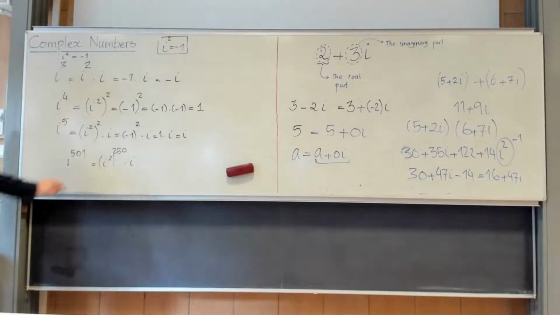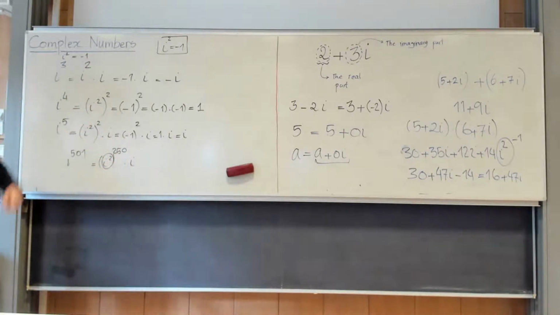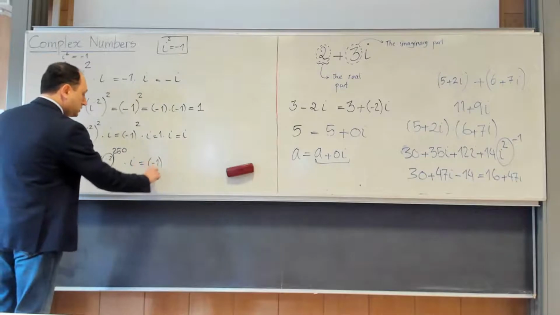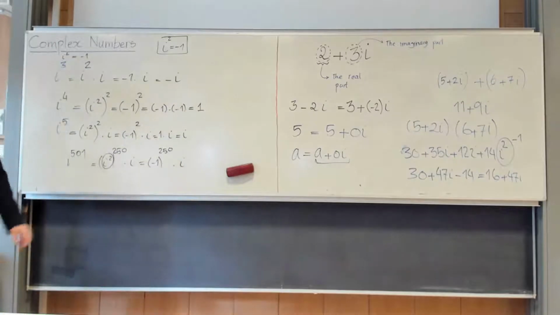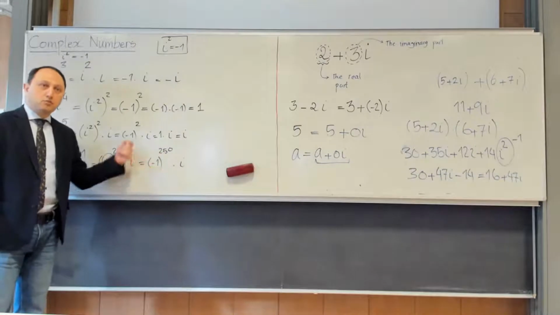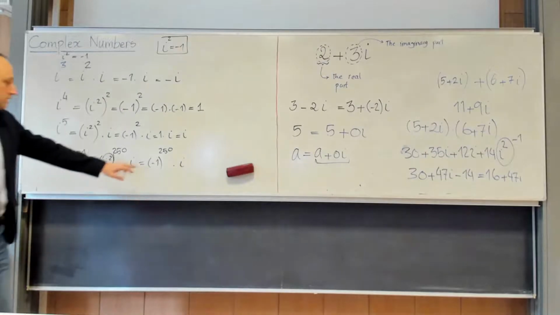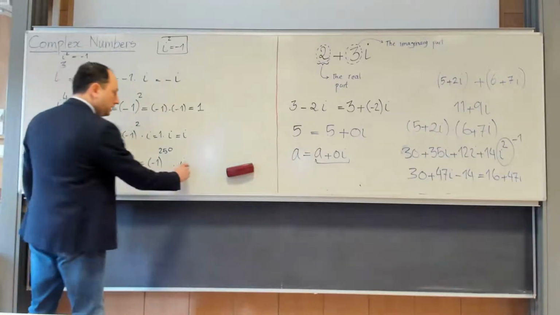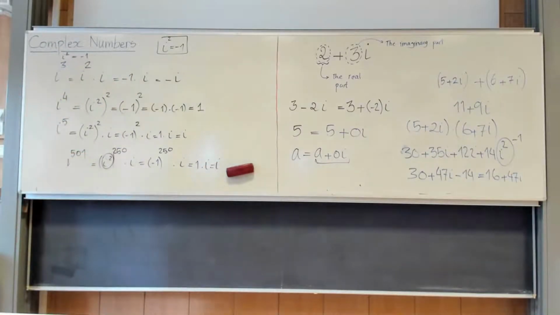Why is this useful? Because I only know about i squared. But i squared is given to be minus 1, so it becomes minus 1 to the power of 250, and then I want to multiply it by i. But you don't need to suffer to calculate this. Minus 1 to the power 250, what is that? 1, because that's an even power. It means that I am multiplying minus 1 by itself an even number of times. So this part is 1 multiplied by i, which is just i. So that's it. i to the power 501 is just i.